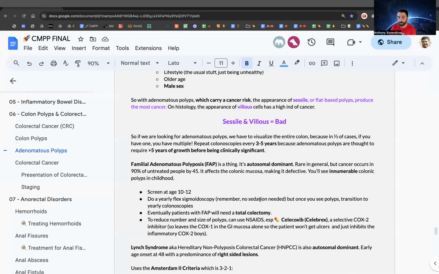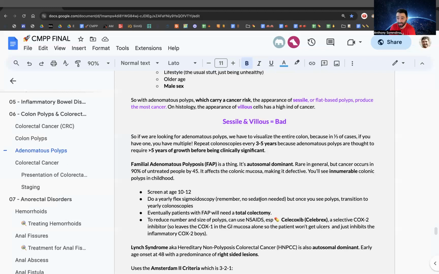Okay. Now there's a couple of genetic things here. So familial adenomatous polyposis, FAP. That's a thing, right? It's autosomal dominant. It's rare in general, but if you have it, cancer occurs in 90% of untreated people by 45. That's crazy.